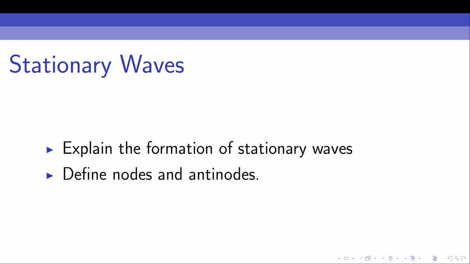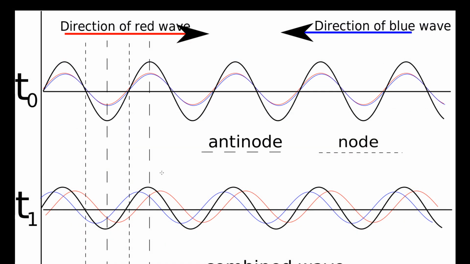In this video we'll be looking at stationary waves, also known as standing waves, how they're formed, and what they are. We're also going to have a look at these terms here, nodes and antinodes, which are characteristic features of stationary waves, and we're going to be able to define them. So we'll start off with this diagram.